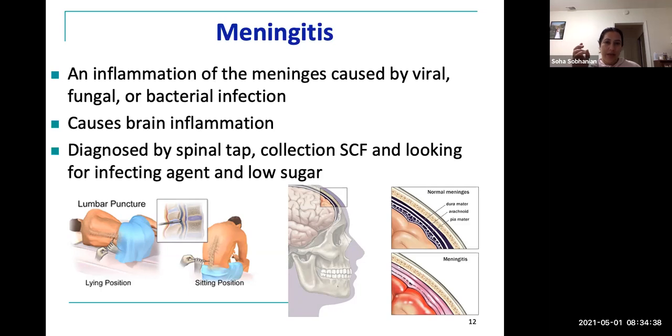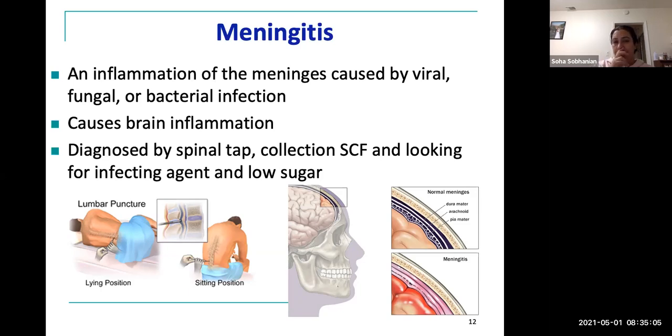If you take a look at the picture we have right here, here is a healthy brain tissue right now. Your meninges are pretty healthy. They're not inflamed. Right here, you have the scenario of meningitis, where the 3 layers have swollen up, and that inflammation has affected the brain.